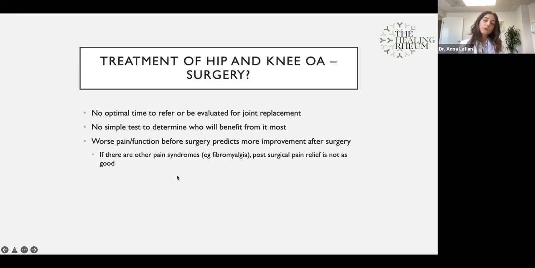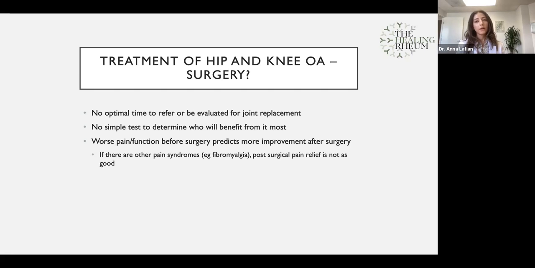And what about surgery? So there's no optimal time to refer a patient for joint replacement or joint surgery. And unfortunately, there's not a simple test to determine who's going to benefit from surgery the most. So usually in the studies, we find that whoever had the worst pain or functionality before the surgery gets more benefit out of it after surgery.